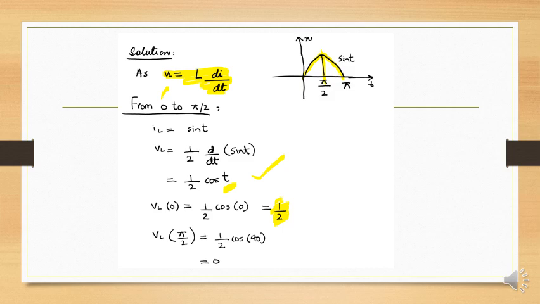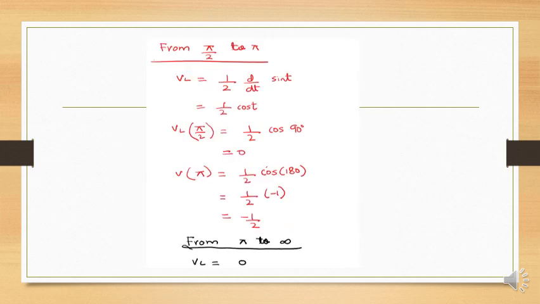Now the other end was pi by 2. Putting the value, 1 by 2 into cos of pi by 2, which is 90 degrees, we got 0. Similarly, from pi by 2 to pi, again we use the same formula, 1 by 2 d over dt into sine of t, which is equal to 1 by 2 cos of t. 1 by 2 cos of 90 degrees is again 0, and 1 by 2 cos 180, that is pi, is equal to minus 1. So we got V of pi is equal to minus 1 by 2.